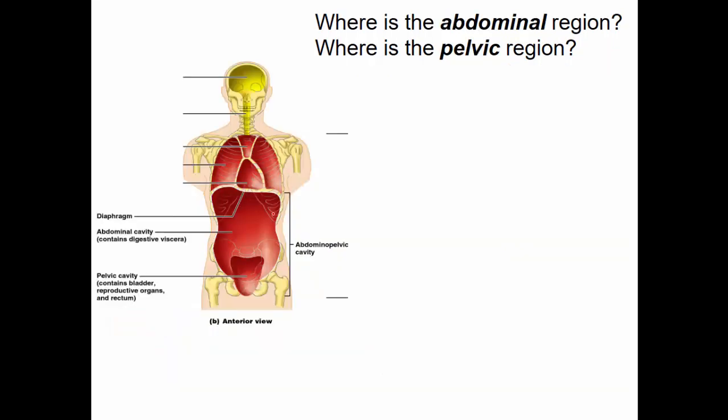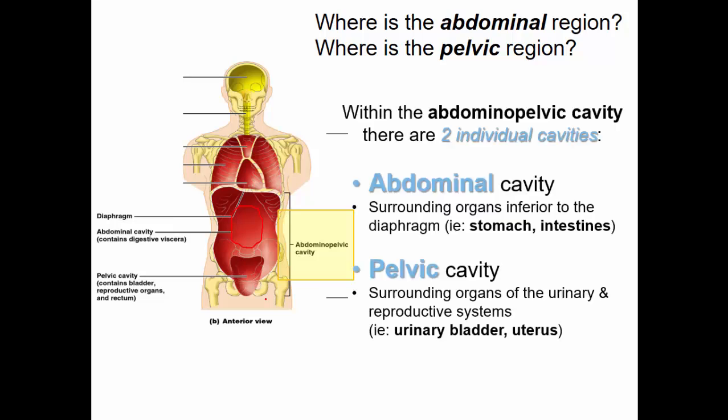The other division of the ventral body cavity is the abdominal pelvic cavity. It's a smushed together word combining the region for the abdomen and the pelvis. So when we talked about regional terms, we said the abdominal region was like where you have your six-pack abs, the abdomen, and the pelvic region was having to do with your hips. So within the pelvis is where the pelvic cavity is. Together they make up the abdominal pelvic cavity, but we can also subdivide them as well.